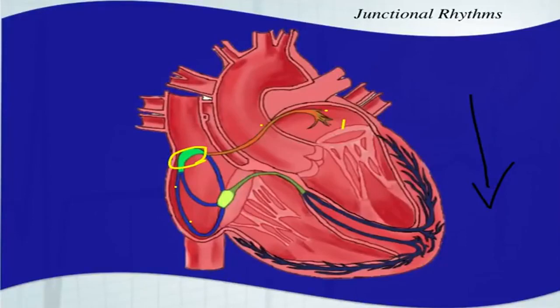AV stands for atrioventricular. So, using some intuition, you can figure out that the AV junction is between the atria and the ventricles. Right along that line there. In fact, to be more specific, it's right around where the atrial septum and the ventricular septum meet. We include everywhere around the AV node and the superior portion of the His bundle as the AV junction.